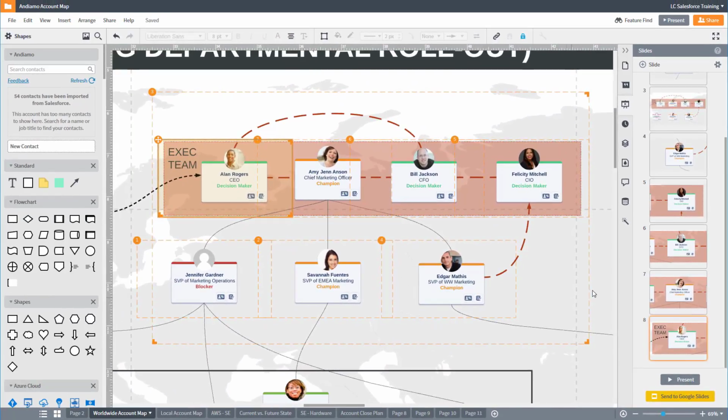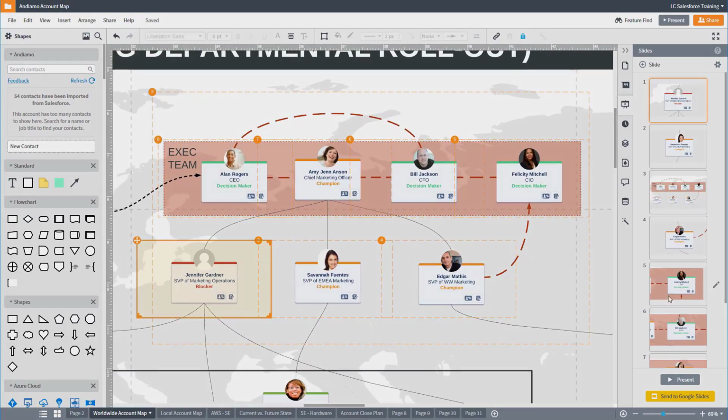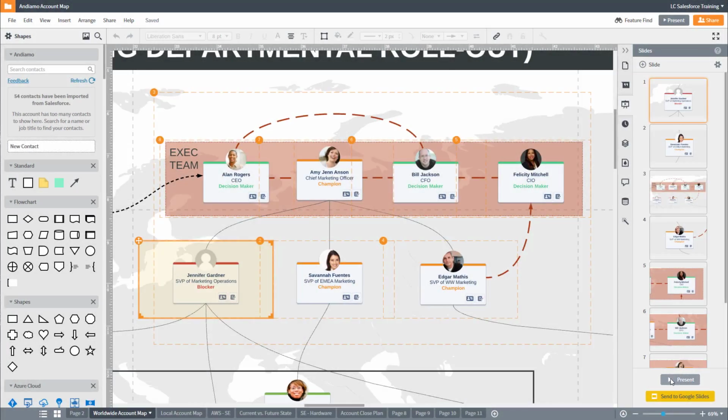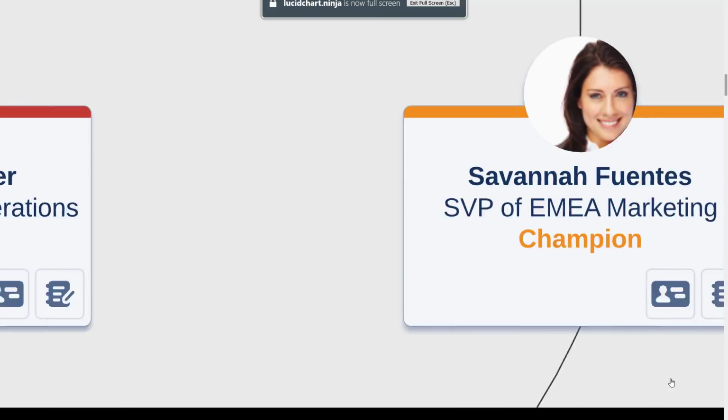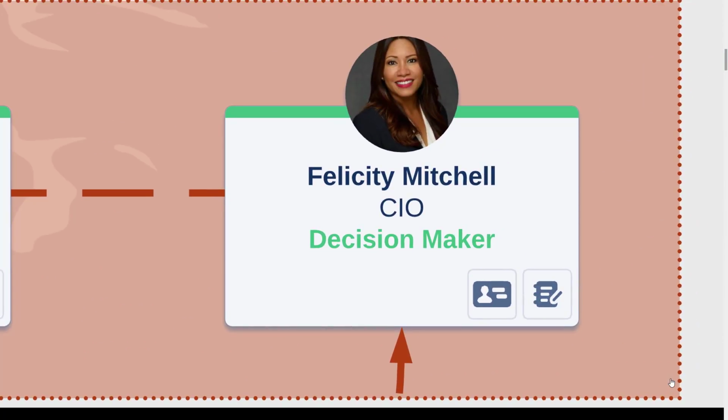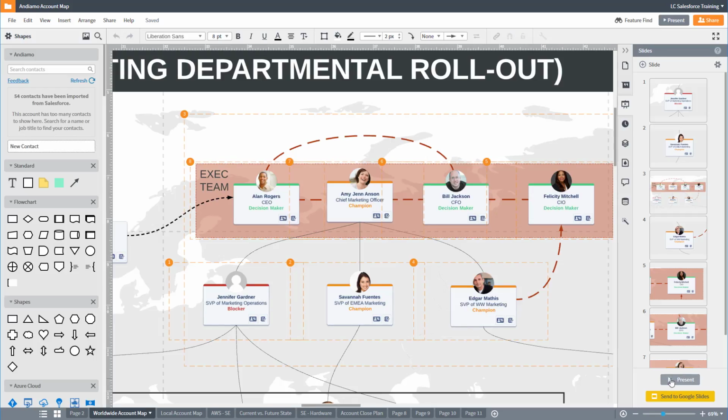After you've built your slide presentation, click Present in the bottom right corner. This will begin your slide presentation. Navigate through the presentation using the arrow keys, and when you're done with the presentation, press Escape to leave presentation mode.